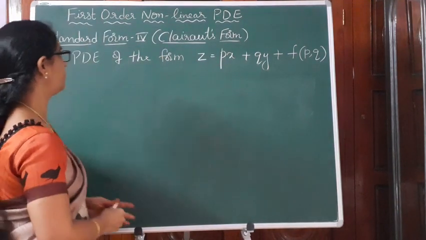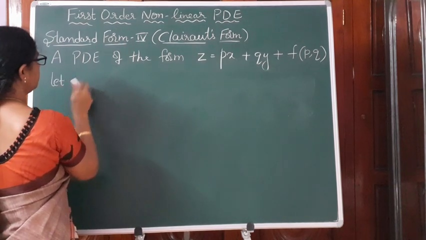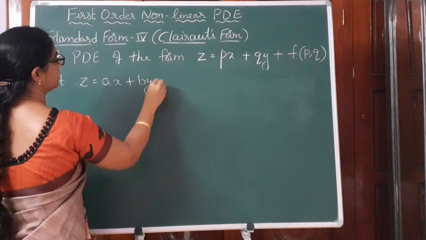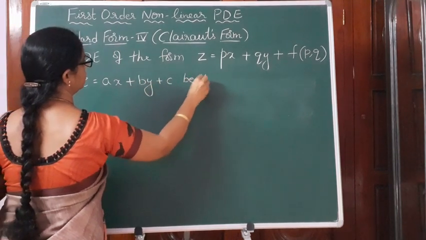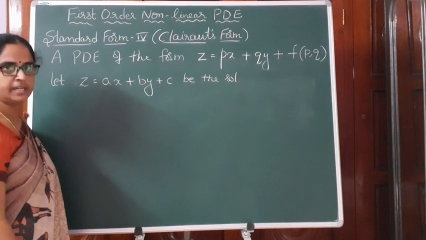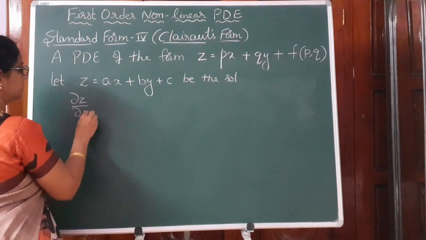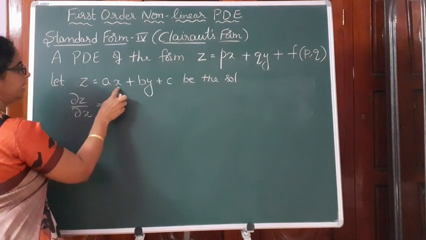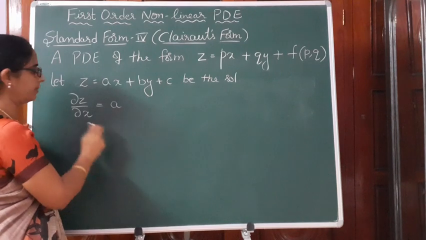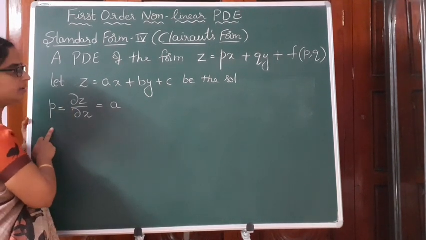As in standard form 1, here also we assume the solution to be z is equal to ax plus by plus c. Now partially differentiating this with respect to x, we get dou z by dou x. Derivative of x is 1, and derivative of by and c is 0 because this is a partial derivative. But what is dou z by dou x? It is equal to p.